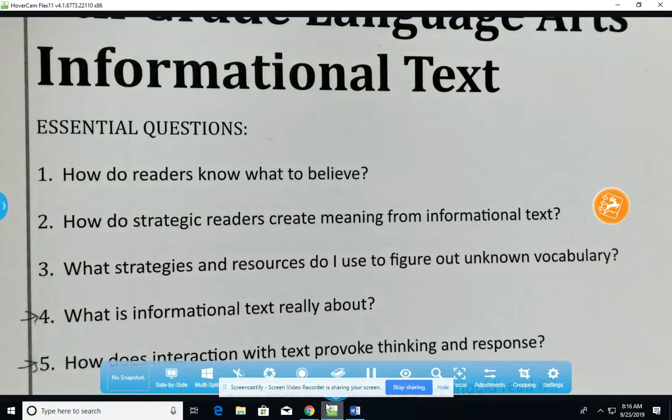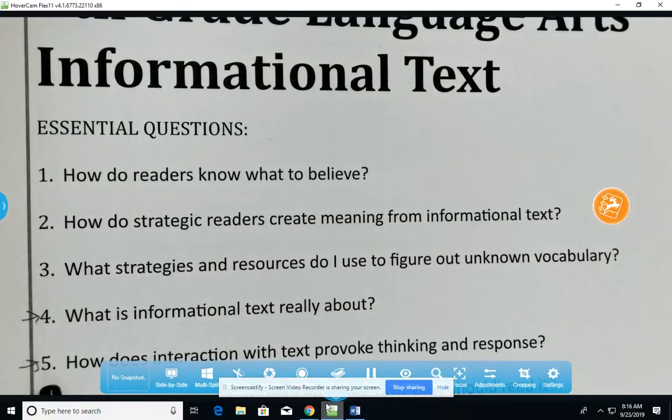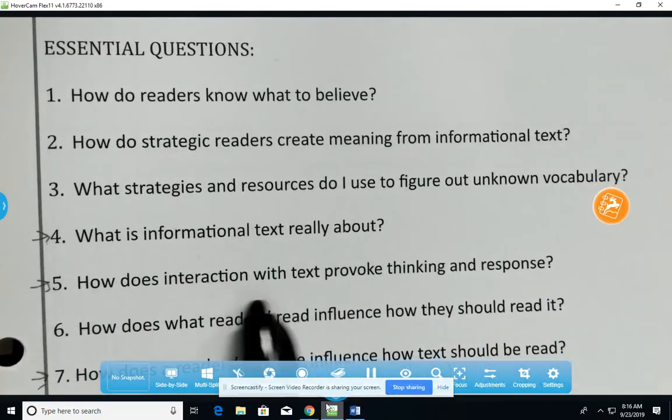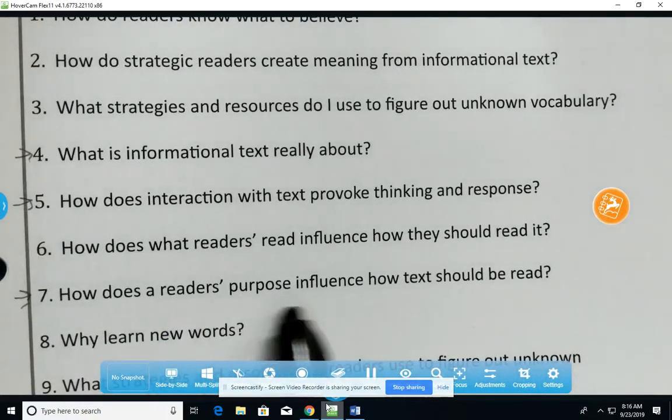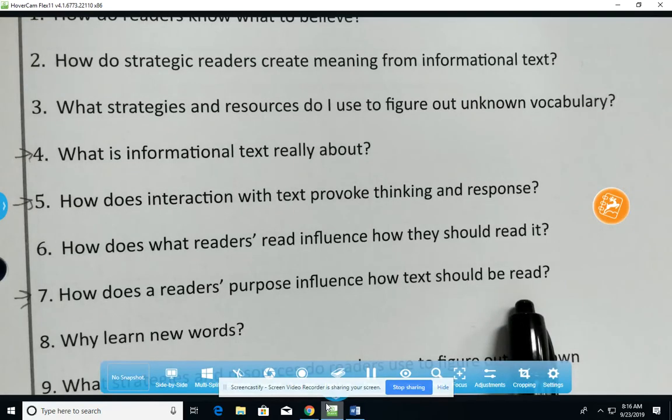Today we're in informational text and we're looking at the following 3 essential questions. Number 4, what is informational text really about? Number 5, how does interaction with text provoke thinking and response? And number 7, how does a reader's purpose influence how text should be read?